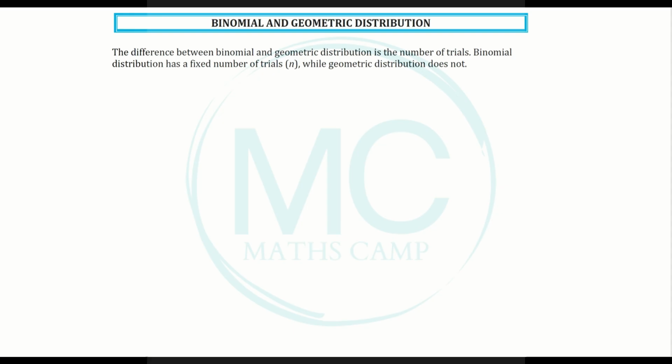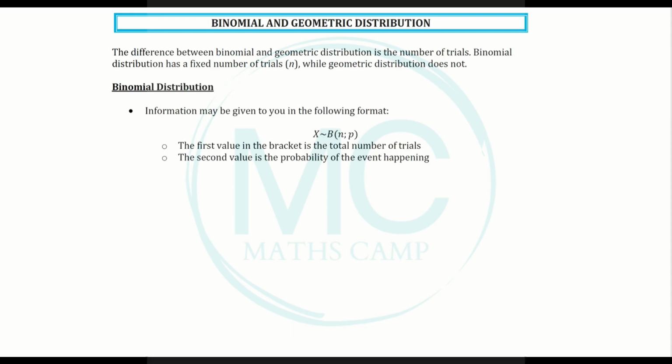Let's start with binomial distribution. Information may be given to you in the following format. X is binomially distributed, followed by n and p. N is the total number of trials, and p is the probability the event is happening. Make sure to learn that your brackets include n and p. This is very important for your exam.